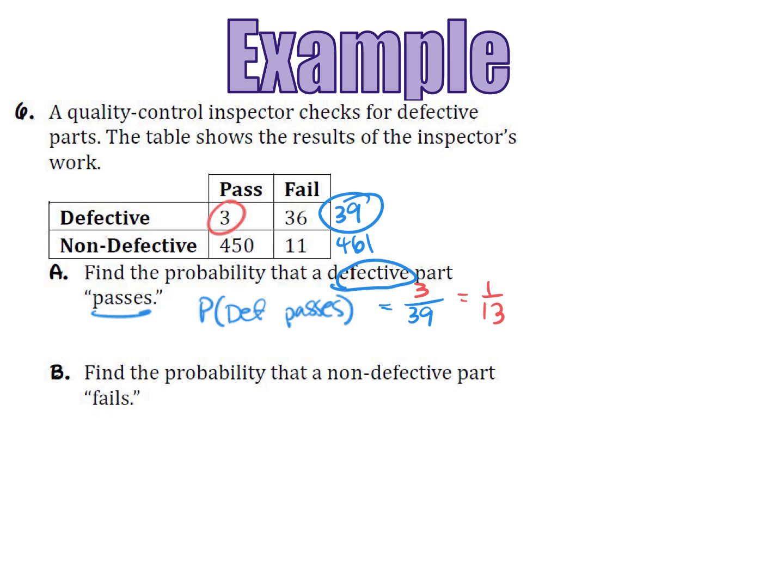Part B says find the probability that a non-defective part fails. So there are 461. So probability that a non-defective part fails. Of the 461 non-defective parts, how many of them failed? 11 of them failed, so that's going to be 11 over 461.